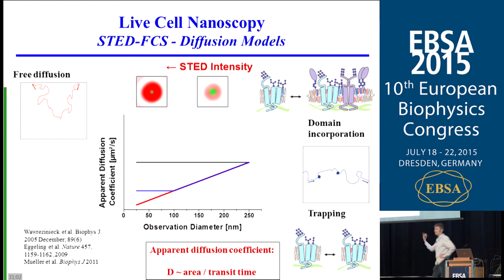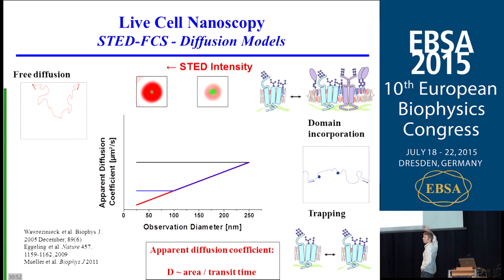Now, if we have this domain incorporation, this nanodomain idea, the molecules move, get into this highly ordered, molecularly packed domain of certain size, and are trapped in there, but can still move within it. So what we would expect then is a very similar dependency as for the trapping, but with a kink roughly at the size of the domain.